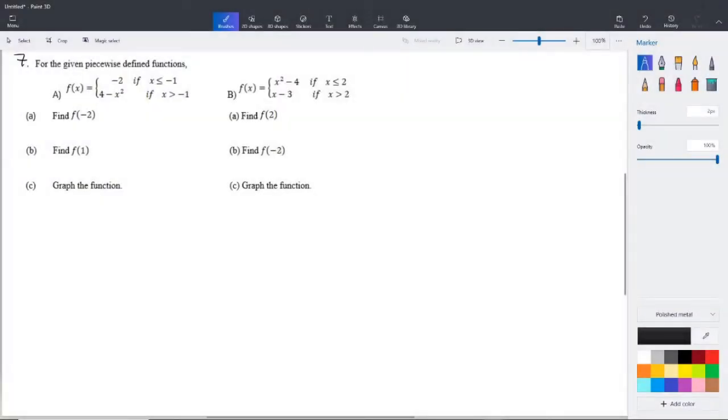Review packet number 7. Lucky number 7, my favorite number, number 7.